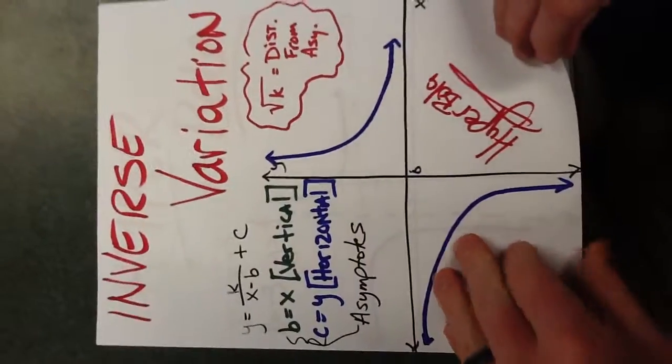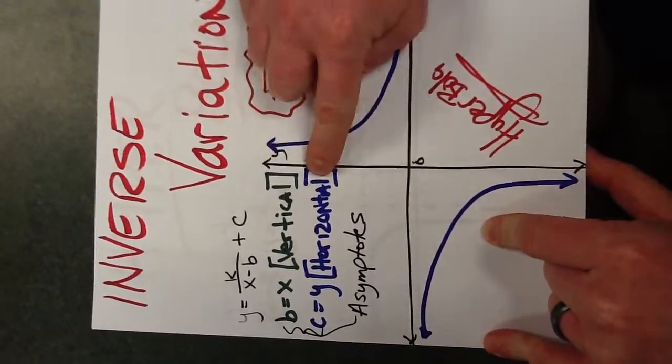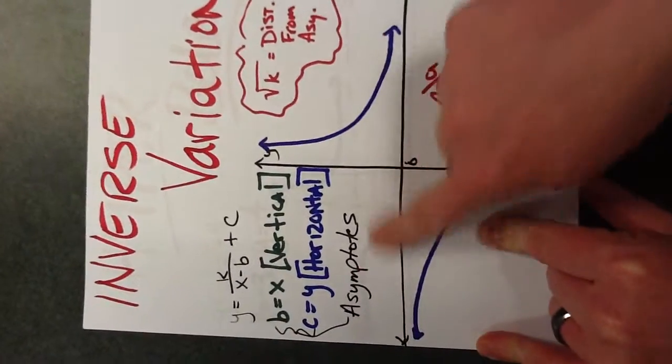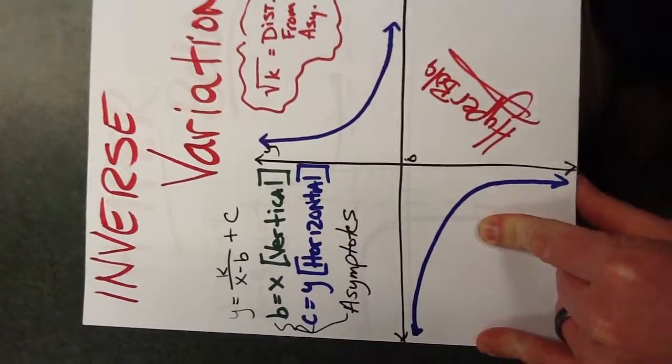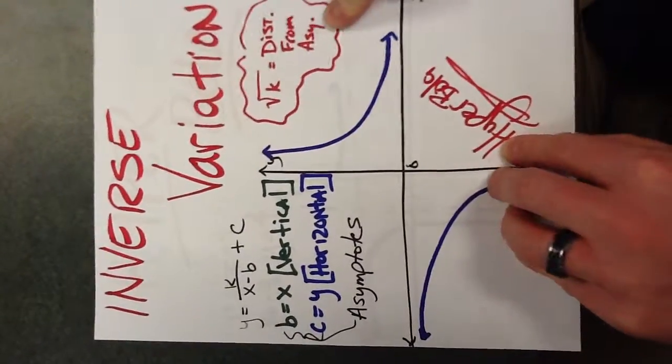Inverse variation. Hyperbola. Remember, we have a vertical and horizontal asymptote. No, that's not a bad word. That means a line which cannot be crossed. And the square root of k is the distance from said asymptote.